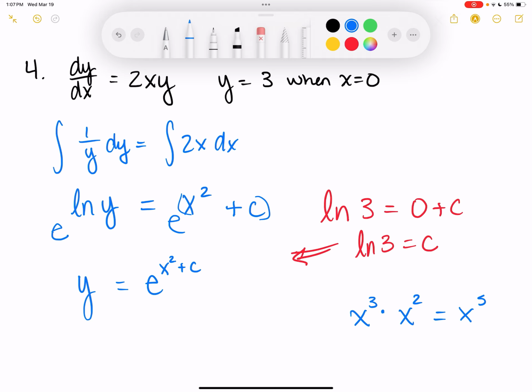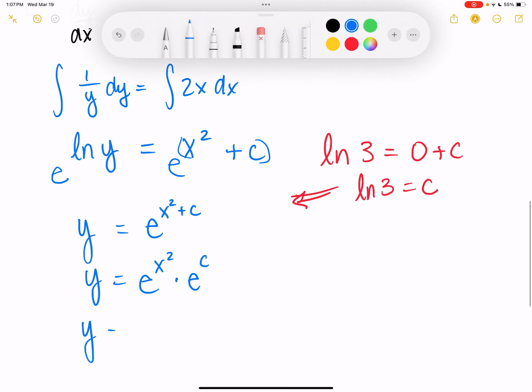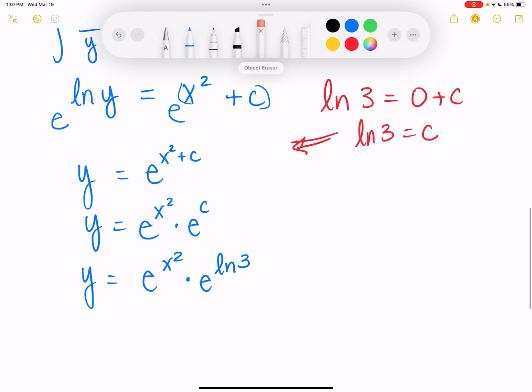So e to the x squared plus c is e to the x squared times e to the c. With the same base, we add their exponents. Now I'll replace c. So y equals e to the x squared times e to the ln of 3. E to the ln of 3 is 3. Bingo. Y equals 3 e to the x squared.